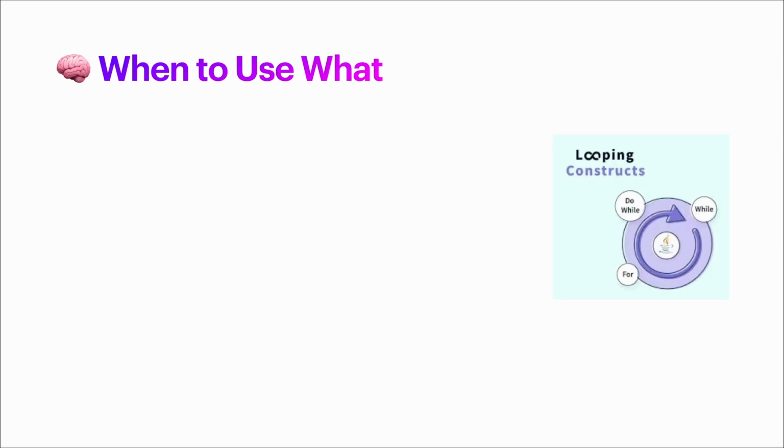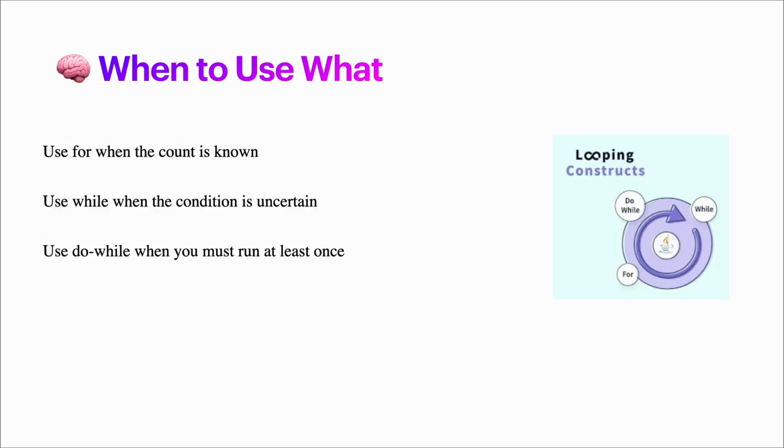So when to use what? This is a major question a lot of people ask. When should we use the for loop, the while loop, and the do while loop? Let's examine it. We use the for loop when the count is known. Imagine I tell you to write code that prints 10 tomato emoji to your console. The count is known: it is 10.